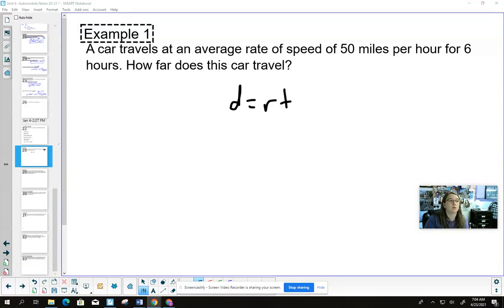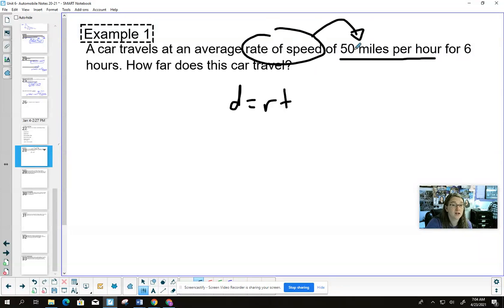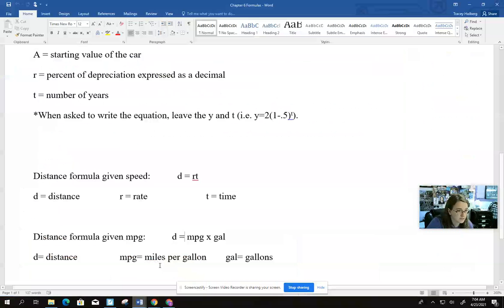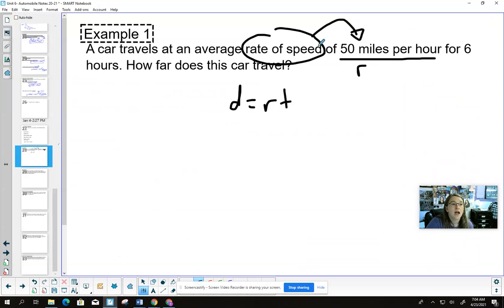What's going to end up happening is we're either going to multiply two numbers or we're going to divide two numbers. So let's see what we have. A car travels an average rate of speed of 50 miles per hour. Rate of speed, therefore, what do you think this variable is? R, right? R is going to be considered the rate of speed. There's a reason why they say it that way, but that's what we're saying. And then we have 6 hours. Hey, we know that, that's time.